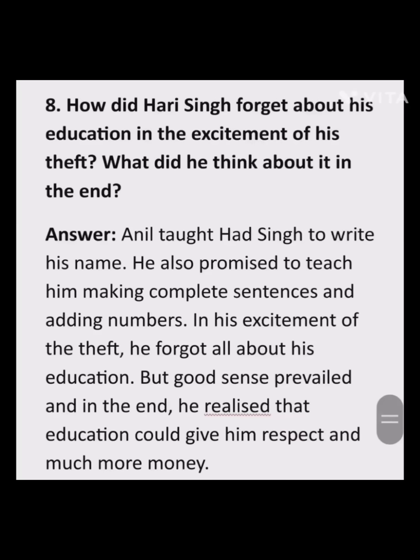Eighth, how did Hari Singh forget about his education in the excitement of his theft? What did he think about in the end? Answer: Anil taught Hari Singh to write his name. He also promised to teach him making complete sentences and adding numbers. In the excitement of the theft, he forgot all about his education. But good sense prevailed, and in the end, he realized that education could give him respect and much more money.